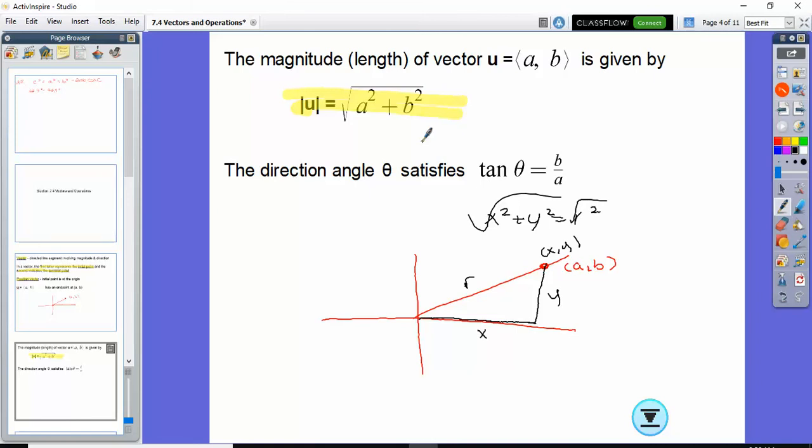It talks about the direction angle. So if I wanted this angle here, it tells us tangent of theta equals b over a. If you want to think about what we already know, tangent is opposite over adjacent. So b is like your y and a is like your x. It's nothing that we haven't done before. It's just written differently. They use a's and b's instead of x's and y's.